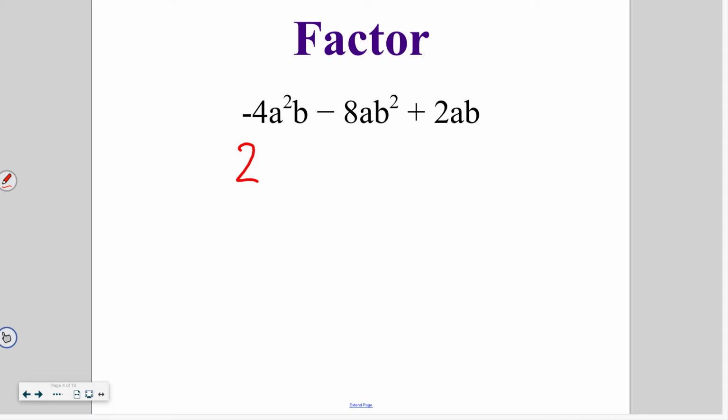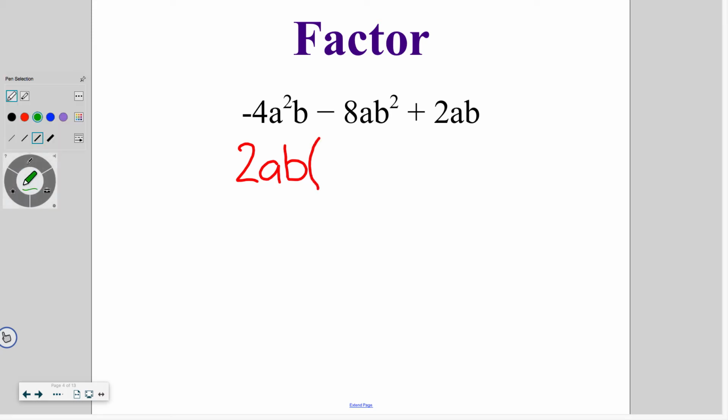Then I'm going to look at the variables. 2 a's, 1 a, and 1 a, so the most a's I can pull out is 1. 1 b, 2 b's, and 1 b means that the biggest letter I can pull out is just a single b. So now I want to go through again and double check this factoring. Dividing the numbers, negative 4 divided by 2 gives me negative 2.